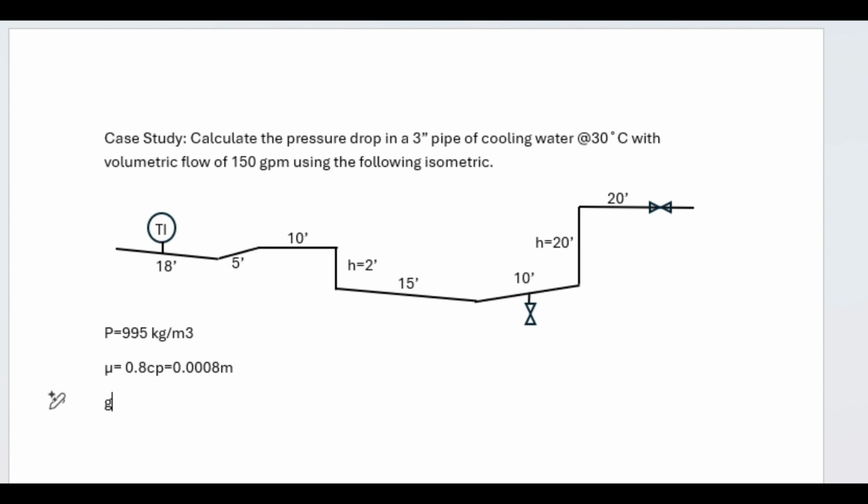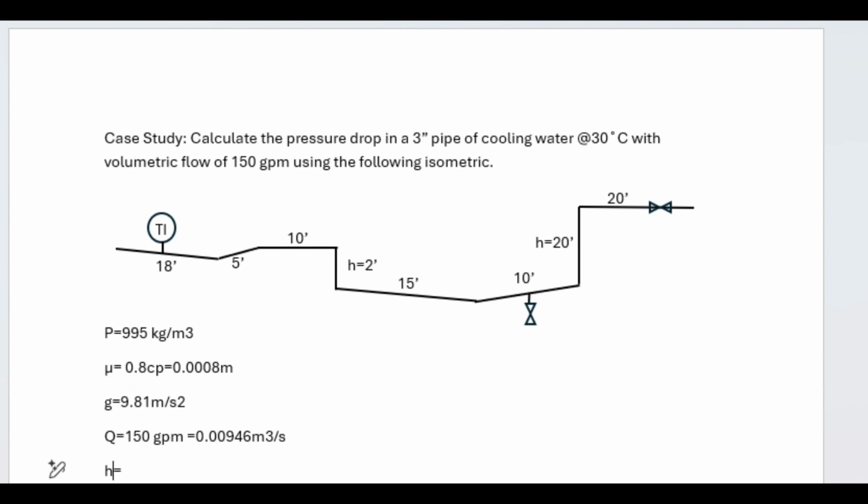We will need something called the gravity constant, and that's around 9.81. You could Google that. And then we have our volumetric flow rate, I'll call it Q, 150 gallons per minute. You could convert that. I like to convert it to cubic meters per second, and that would be equivalent to 0.00946 meter cubed per second.